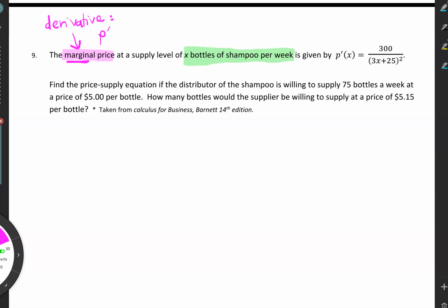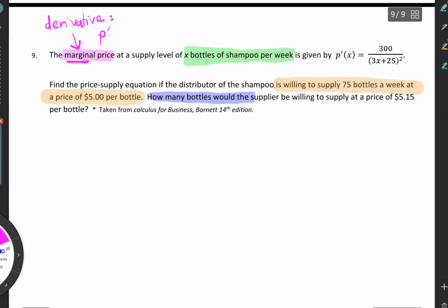Find the price supply equation if the distributor of the shampoo is willing to supply 75 bottles a week at a price of $5 per bottle. So remember, a price supply equation links a demand with a price or a price with a demand. So they're saying if the demand is 75 bottles a week, then the price will be $5. Or if the price is $5, then the demand will be 75 bottles per week. Those are linked together. So that's a clue that we'll probably use later. And then we're being asked a question.